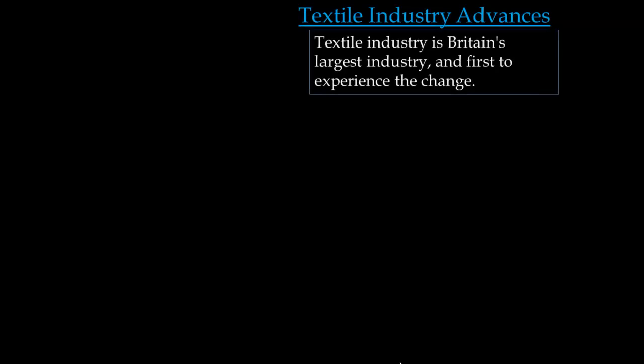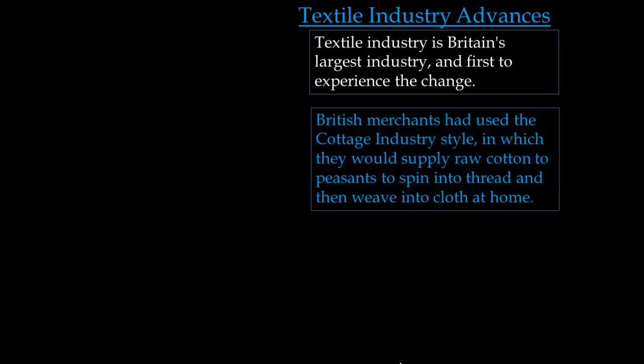So let's look at the first industry that advances in Britain, and that's the textile industry, which is actually Britain's largest industry. And like I said, it's the first to really experience change from the Industrial Revolution. For many years, British merchants, the guys running the textile industry, had used what is known as the putting out system or the cottage industry.